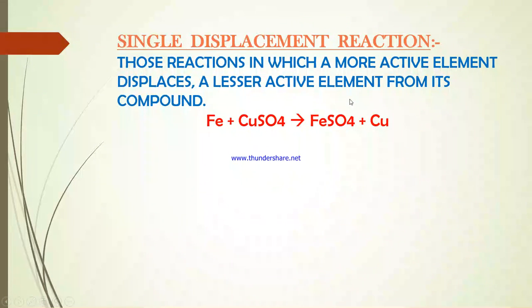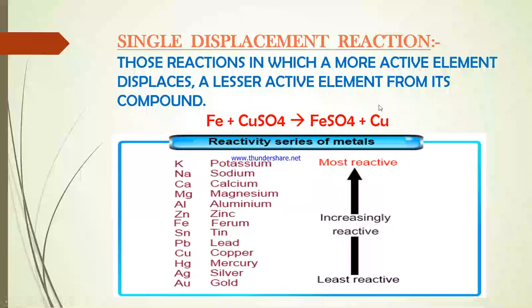Those reactions in which a more active element displaces a lesser active element from its compound, like Fe combining with CuSO4, where Fe is more active than copper in copper sulfate, and it displaces it and forms its own compound FeSO4, and copper separates out. How does this reaction take place?